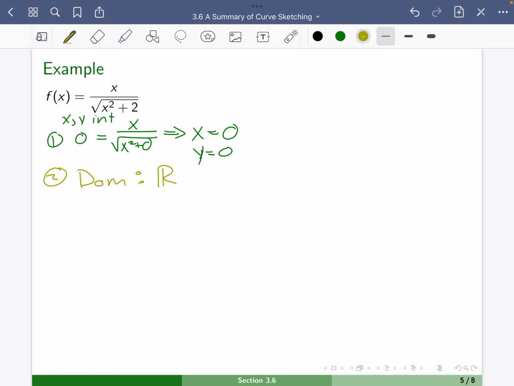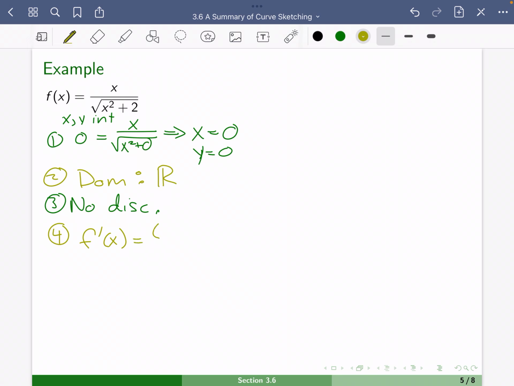So our domain is all real numbers. That tells us then there are no points of discontinuity. It is going to be continuous everywhere. So we can go on and try to find our intervals of increasing and decreasing by looking at our derivative.